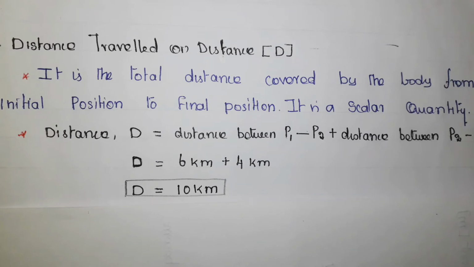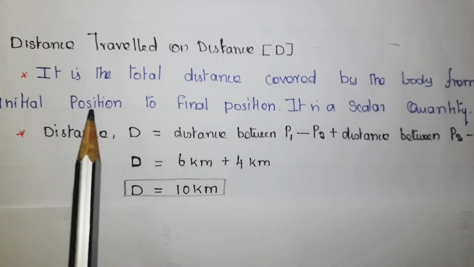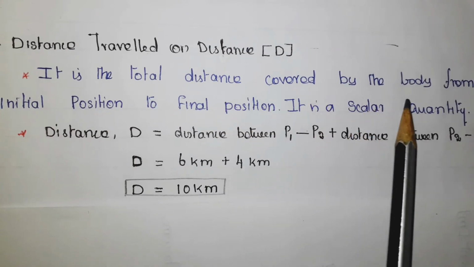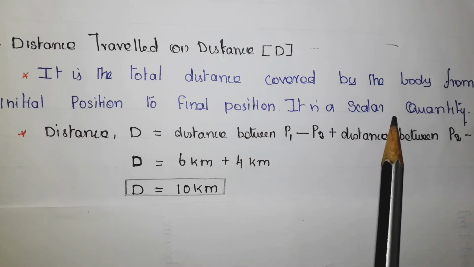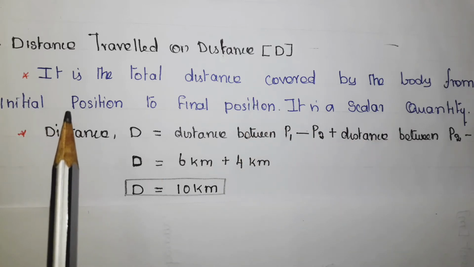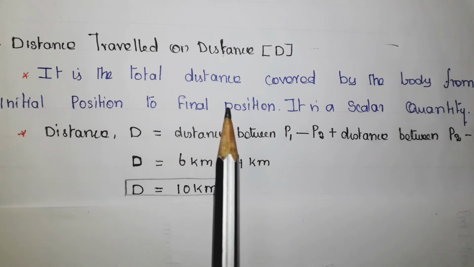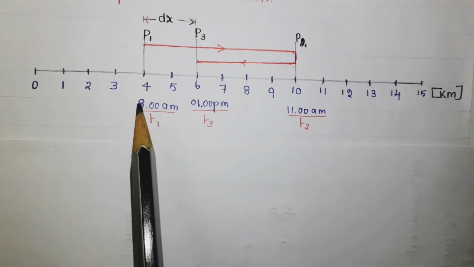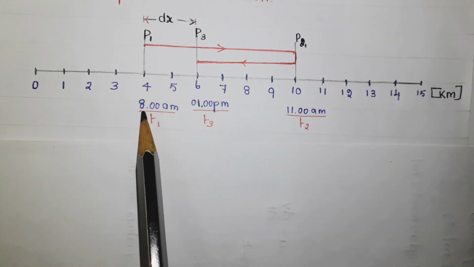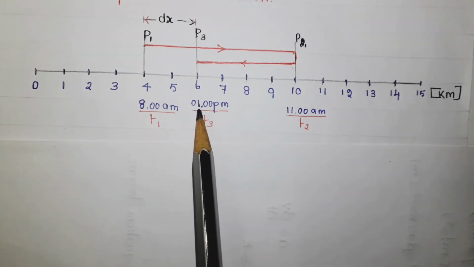Now the next parameter is distance traveled, or distance, in brackets d. It is the total distance covered by the body from the initial position to the final position. It is a scalar quantity. When I say initial position, p1 is the initial position and the final position is p3. Now let us go to the graph again. Here is the initial position p1 at 8 am, and after making all the travel, finally it comes to this position. This is the final position at 1 pm.